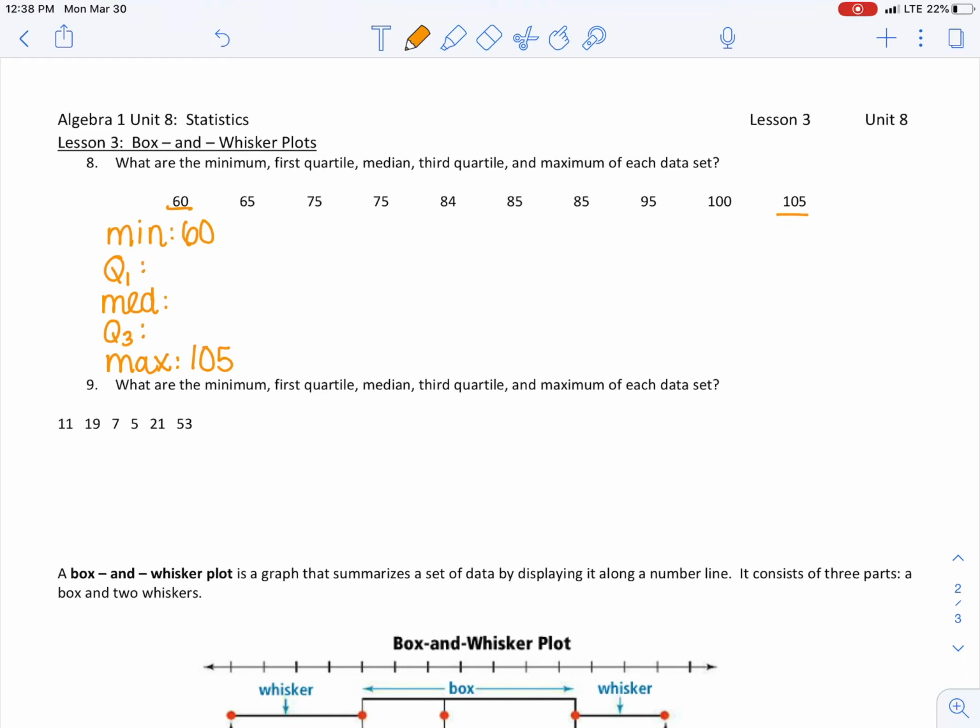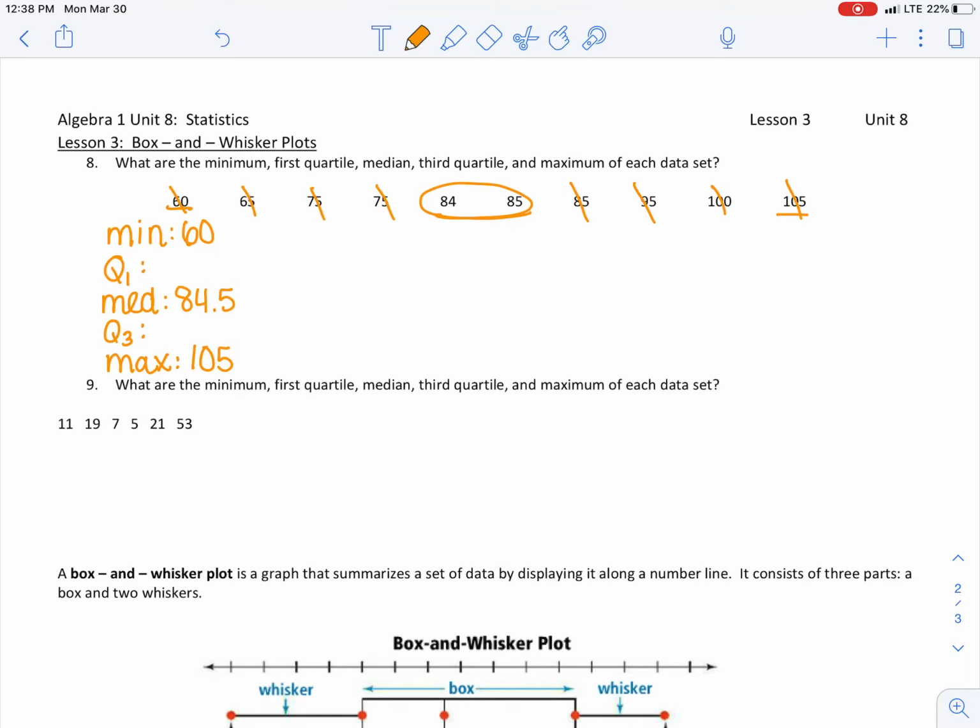The next thing you need to find is the median. So we're going to cross off on both sides, and we end up with a problem here: we have two numbers in the middle. If you remember from the last lesson about central tendency, what you have to do with those two numbers is add them together and divide by 2. So 84 plus 85, divided by 2, gives me 84.5.